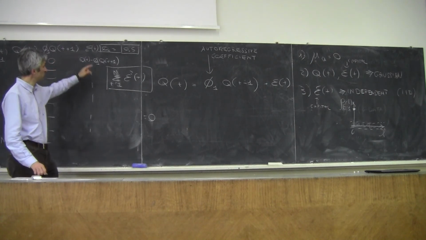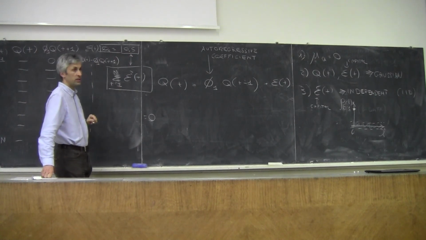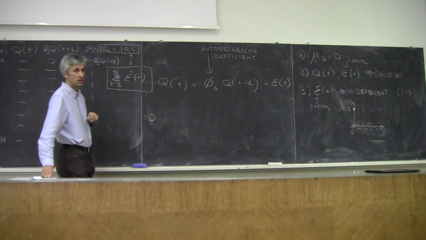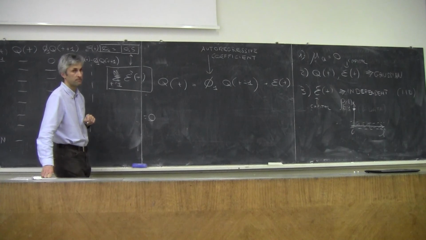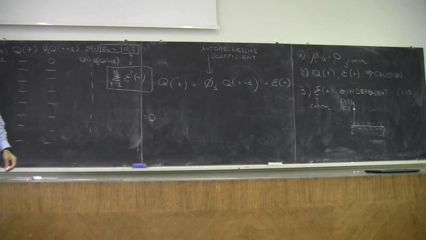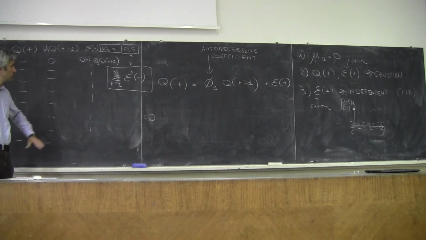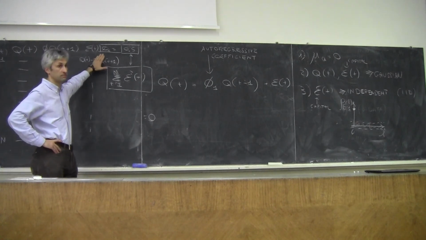And then what you can do is change the value of the autoregressive coefficient until you get a minimum for the sum of the epsilon squares. This is what you can do. Okay, then when you find the minimum, you have your best estimate for phi1.